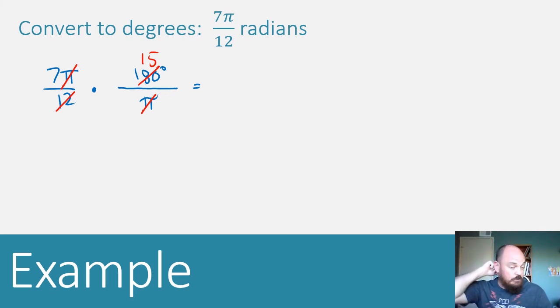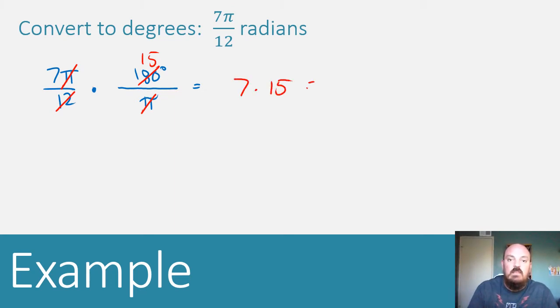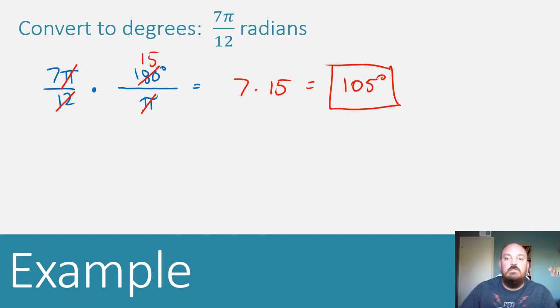And see, now after simplifying, I don't even really need a calculator. My answer is just 7 times 15, and that comes out to 105 degrees. So the answer, 7 pi over 12 radians, ends up being 105 degrees.